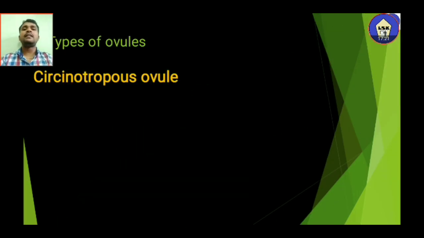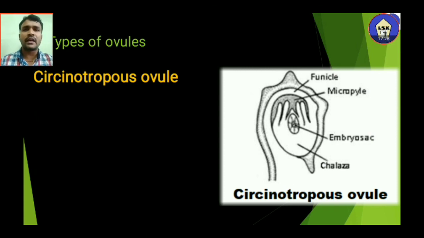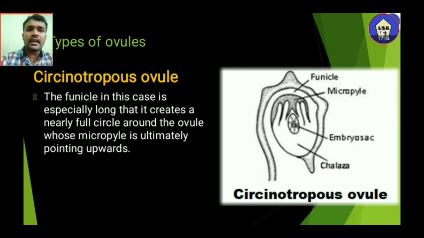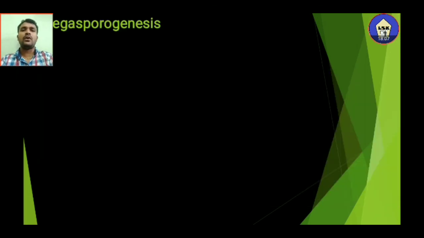The next type of ovule is a circinotropous ovule. So what about circinotropous ovule? Very unique type. See the complexity in the arrangement of ovule here. And the funicle in this case is especially long, that creates a nearly full circle around the ovule, whose micropyle is ultimately pointing upwards. So the funicle is very large in size, elongated, completely curved in the form of a circle. So it is most commonly produced by plants such as Opuntia. So these are the different types of ovules.